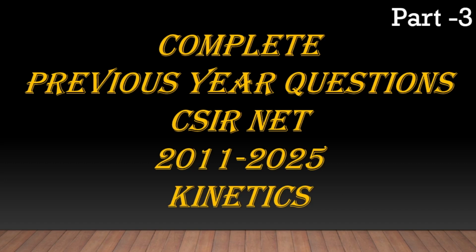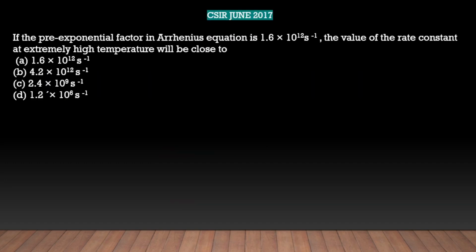Okay, so now let us begin with part number 3. The first question of this is there on your screens. It says that if the pre-exponential factor in the Arrhenius equation is this much, the value of the rate constant at extremely high temperature will be close to.